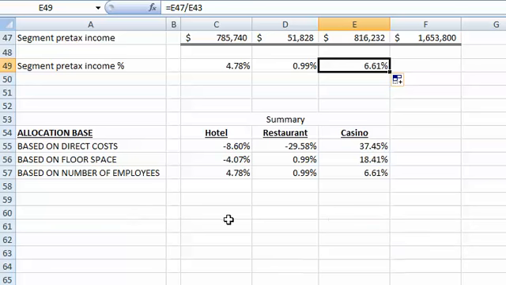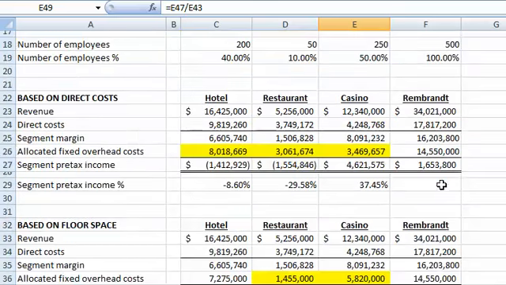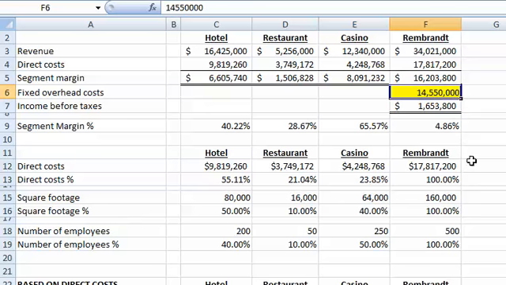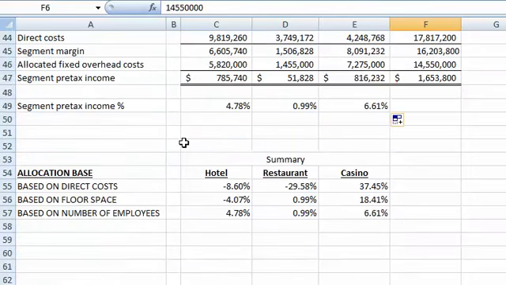We can see they vary dramatically based on our choice of allocation basis. What's important to remember is in terms of making decisions, particularly in the short run, our fixed costs remain constant. In other words, nothing's going to happen to that allocated 14.5 million in the short run. And if we were to discontinue any one of these segments, their segment margin would go away, and right now it's contributing a considerable amount to covering our common fixed overhead cost. So our perceived profitability really has to do with our choice of allocation base.